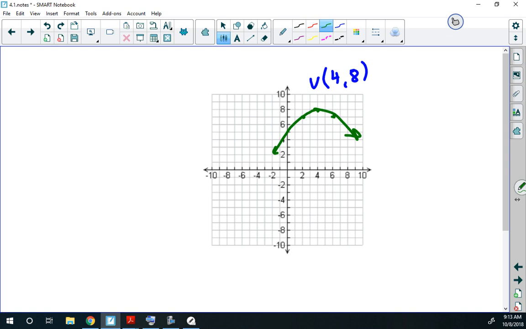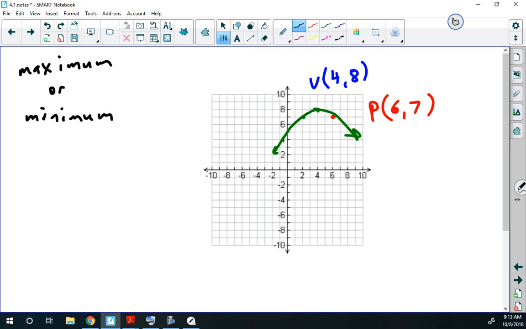Ooh, yeah, let me just leave it like that. Here's some point over here that's going to be 6, 7. Ooh, this is tricky. So the maximum or minimum, let's first of all just determine which this has. Does this have a maximum or a minimum?